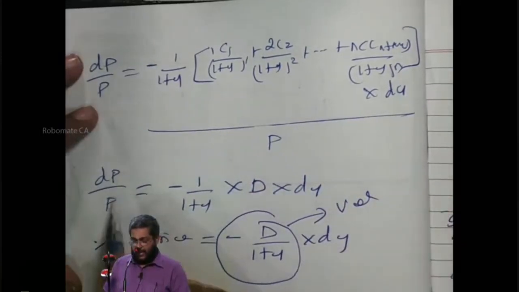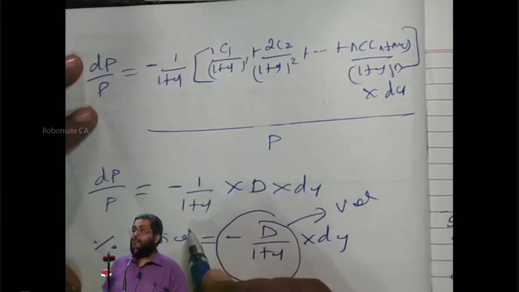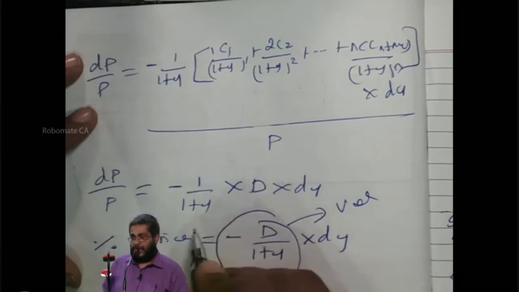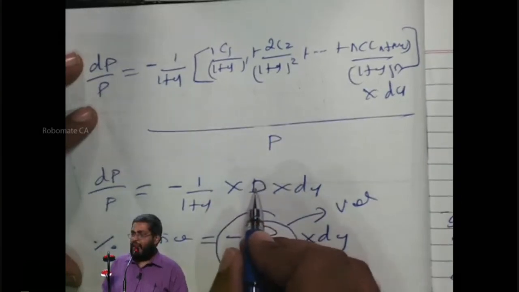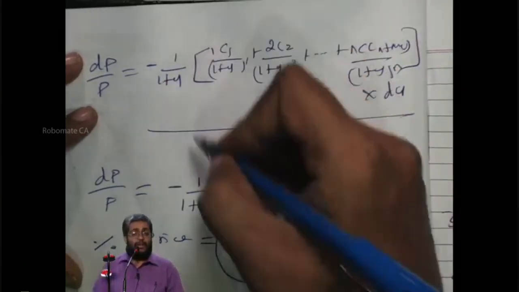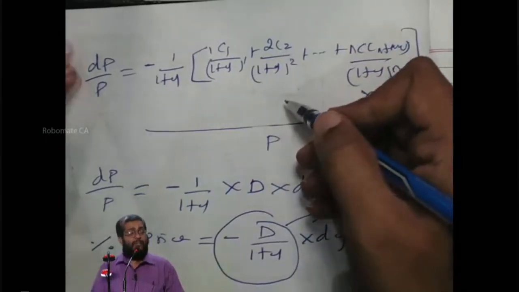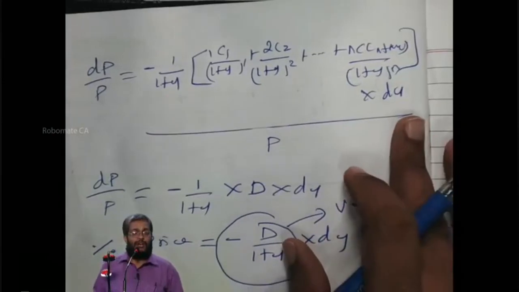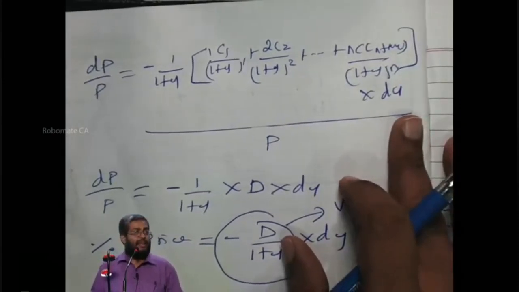Now tell me, volatility of the bond depends on what? Depends on duration as well as YTM. Duration is nothing great. It is nothing but a number depending on the coupon and then the YTM of the bond instrument. Everybody following or not? So, with this we have derived the formula for the volatility of the bond. Everybody, are you following?